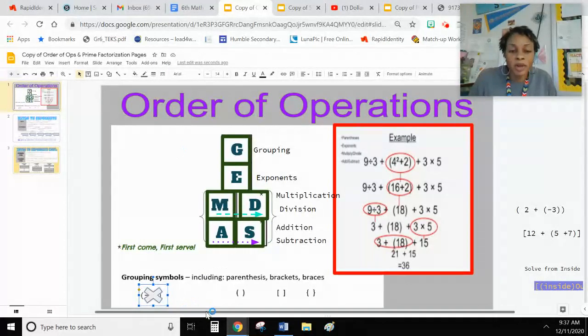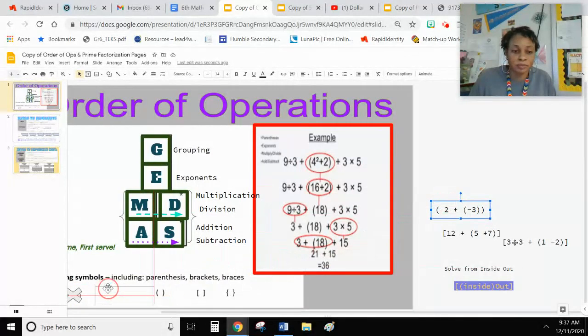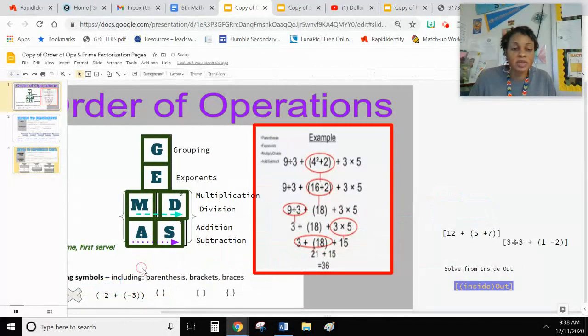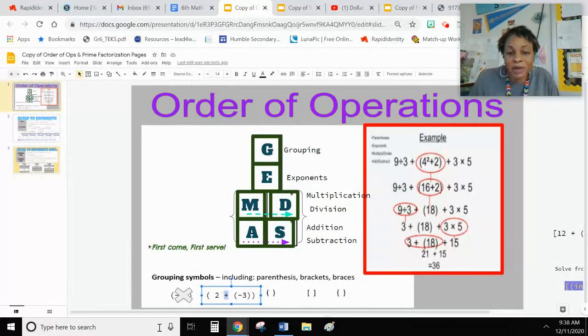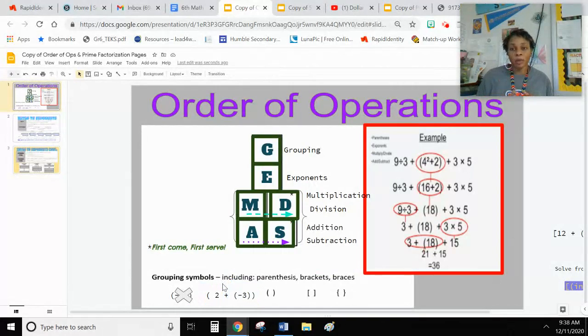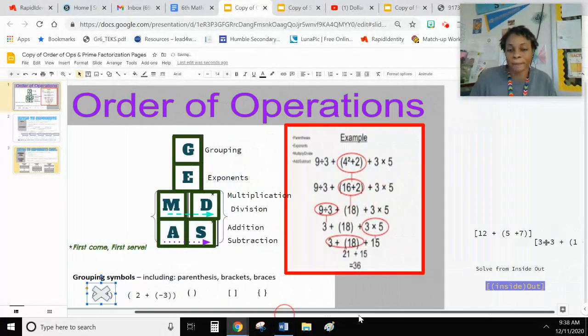Okay? What is a grouping symbol? This is a grouping symbol. Okay? So inside, we see that -3 is enclosed in parentheses. However, that -3 is being combined with the +2. There has to be an operation symbol, addition, multiplication, division, or subtraction inside those brackets or braces or grouping symbols to make it grouping, okay? There's an addition sign here. In this one, there's none. There's no symbol, okay? Not grouping.